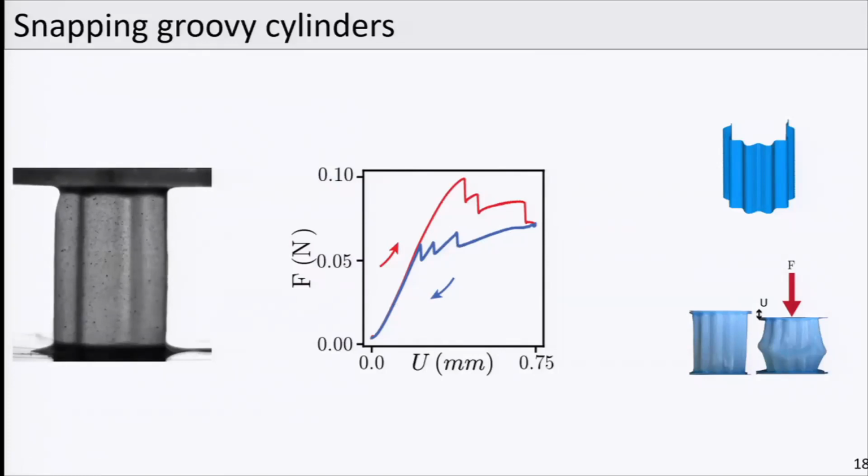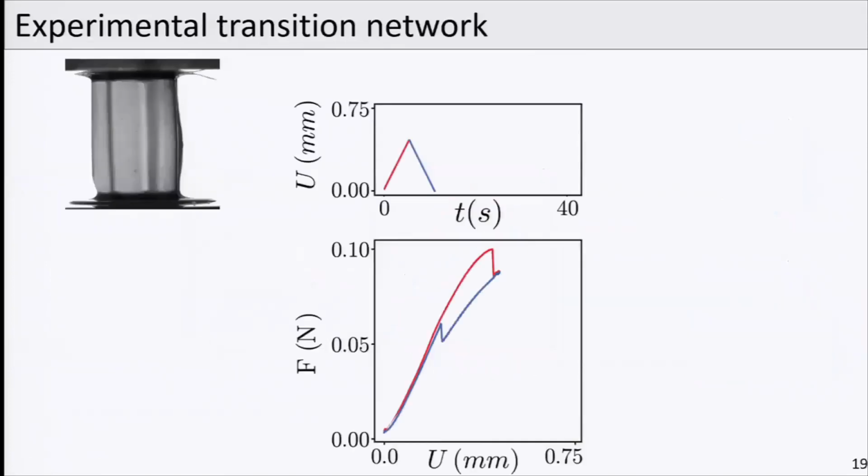Now, let's look at these networks, these transition graphs. For that, the protocol we're using is a bit more complicated, but should still be okay. From 0, we compress up to a value, here it's 0.5 millimeter, and then back. If you look at the movie here, the third groove snaps through, as you can see. And if you look at the mechanical response, you see a first hysteresis loop that opens up.